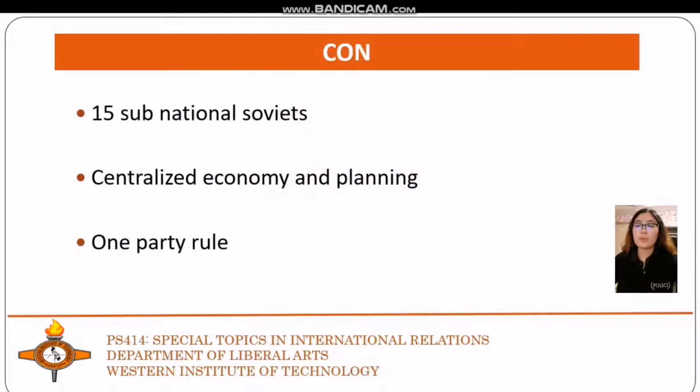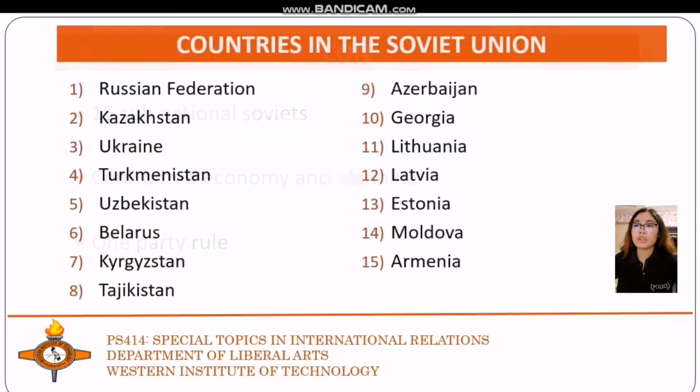So, USSR is composed of 15 sub-national Soviets, which of course, first we have Russia, then Ukraine, Georgia, Belarus, Uzbekistan, Armenia, Azerbaijan, Kazakhstan, Kyrgyzstan, Moldova, Turkmenistan, Tajikistan, Latvia, Lithuania, and Estonia.